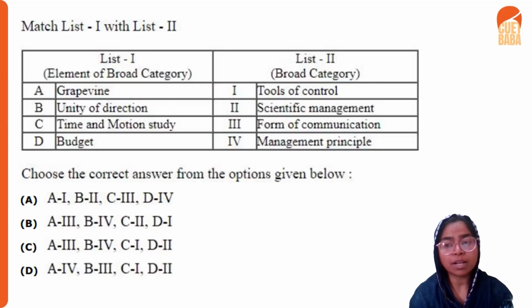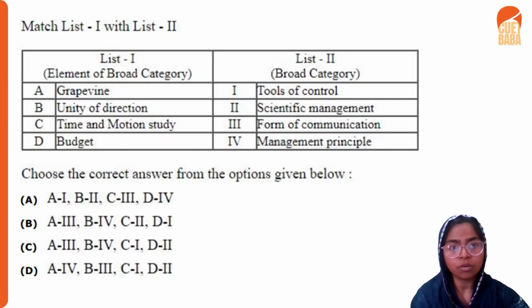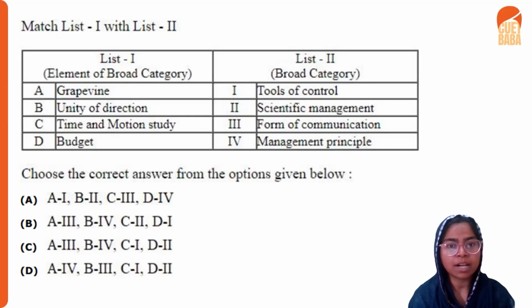Next question also, we have to match the following. We have the different elements of the broad category. Okay, so we have grapevine, we have unity of direction, we have time and motion study, and we have budget. Very simply, the first thing that we can do is scientific management, that is the time and motion study. So C should be 2. Again, unity of direction should be a management principle, that is B should be 4. Okay, B is 4. Option number B should be the correct answer.